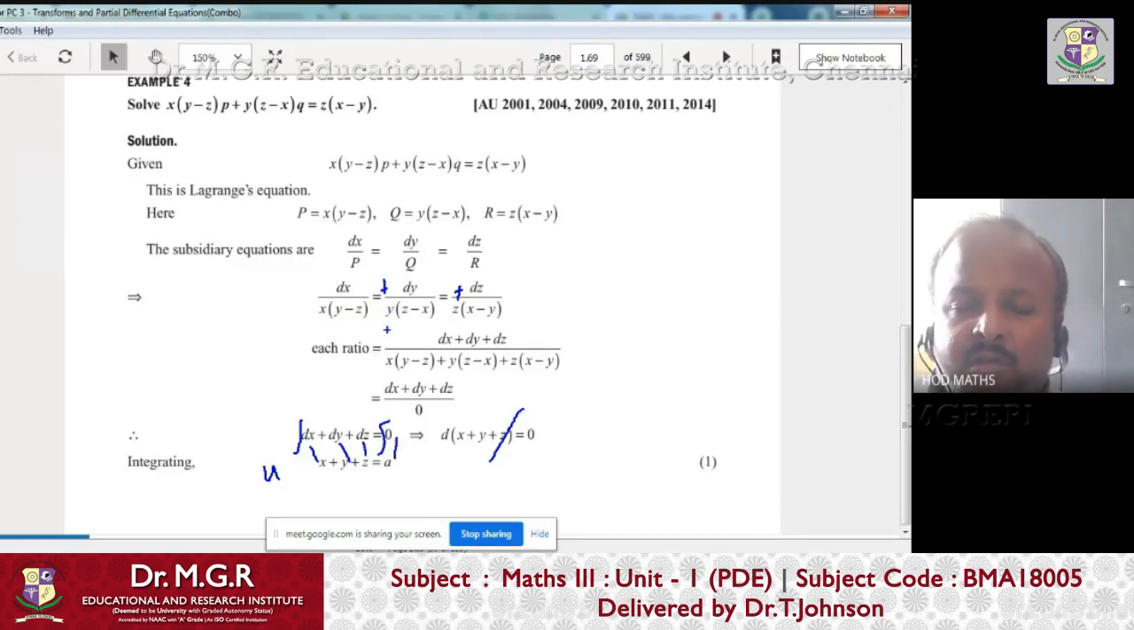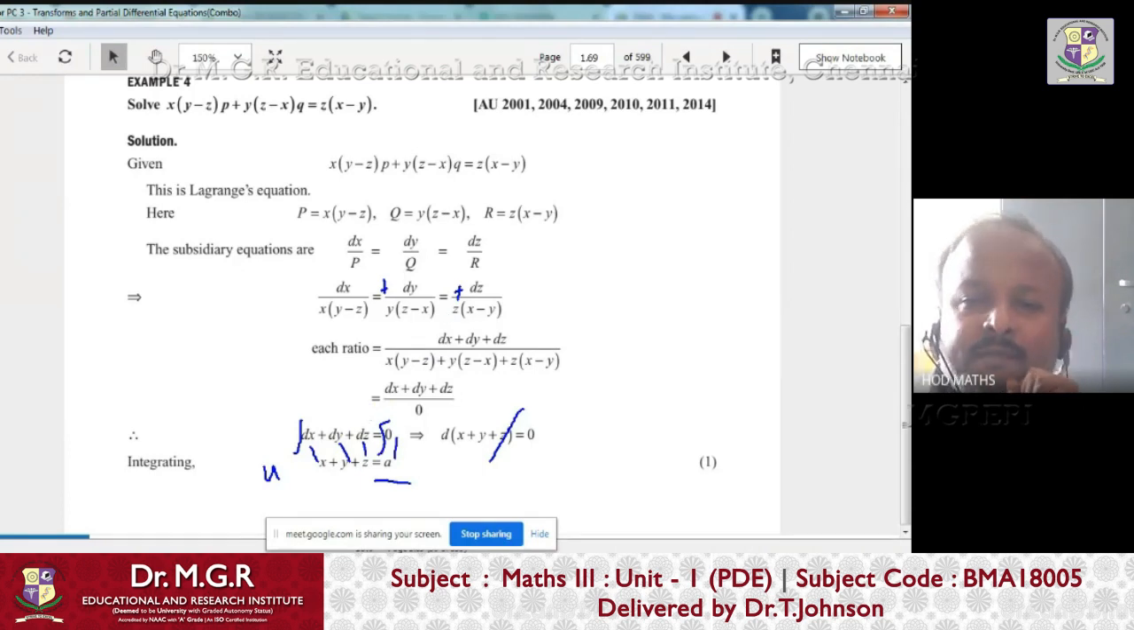So denominator 0 means don't think it is a number. Only a number divided by 0 means it is infinity. But here the total differential is 0. That means the equation should be equivalent to a constant a. And that equation can be found by integrating the numerator. So that is u.